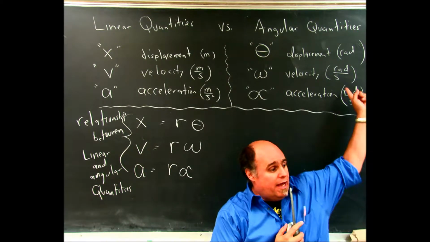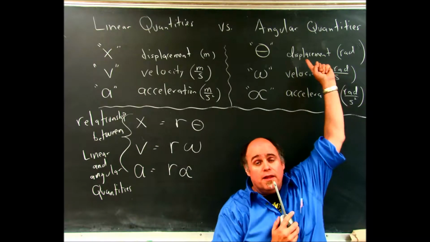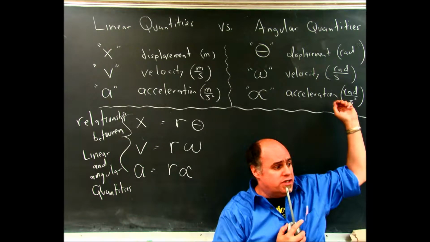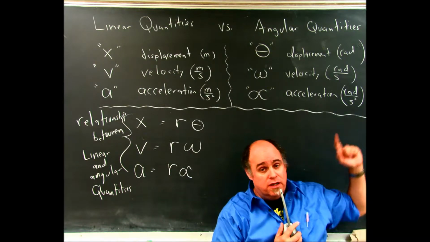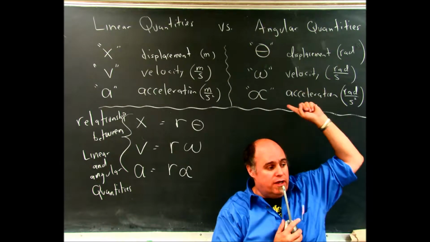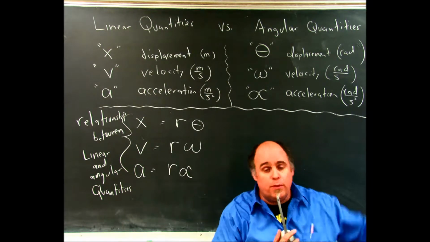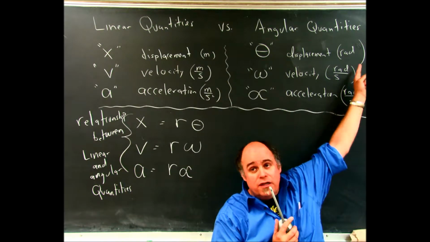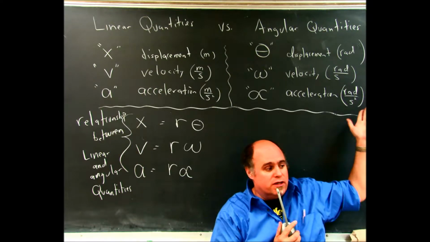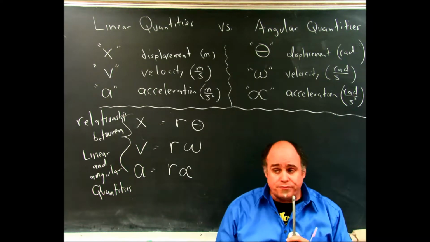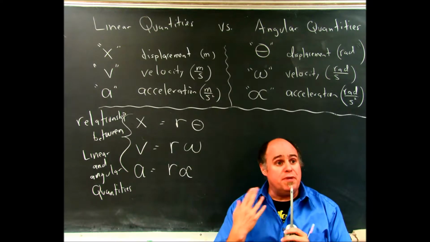So when we talk about angular quantities, we have theta, which is the angular displacement, and omega, which is the angular velocity. And we have this letter here, which is alpha, which is called the angular acceleration. And we see the units: radians, radians per second, and radians per second squared. So you can see that they're connected a little bit, and there is a relationship between them.